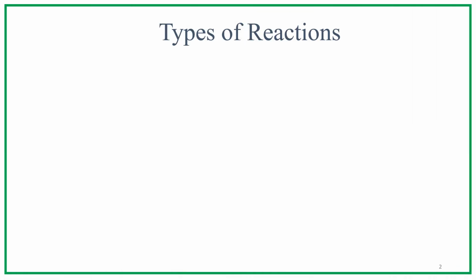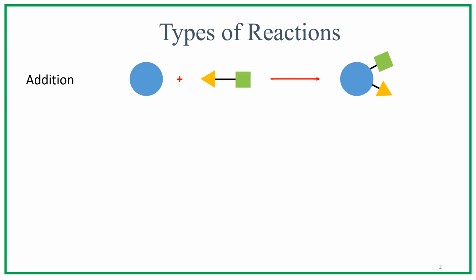When we are talking about organic reactions, there are several types we have to consider. So today we are going to learn the several types of reactions, and I will explain them using a graphical method. Here is the addition reaction. What is an addition reaction? I will explain by using these shapes.